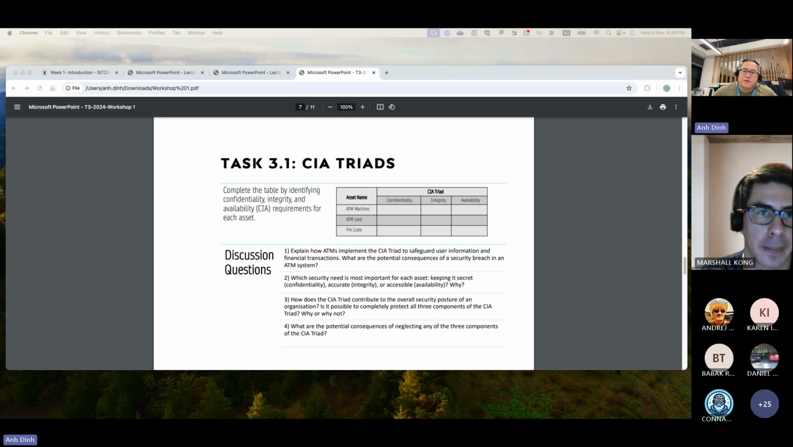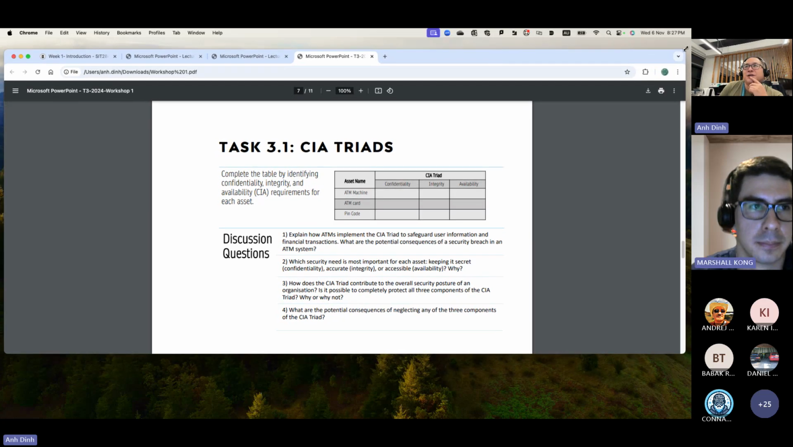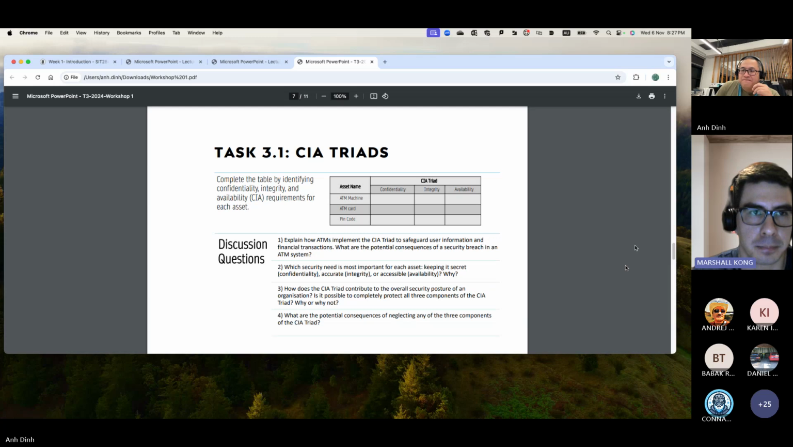Yeah. And I can imagine people will sue the bank if their money is gone, or there's some problem with the transaction. Absolutely, yeah.